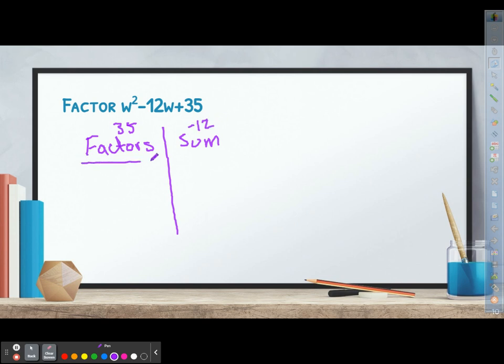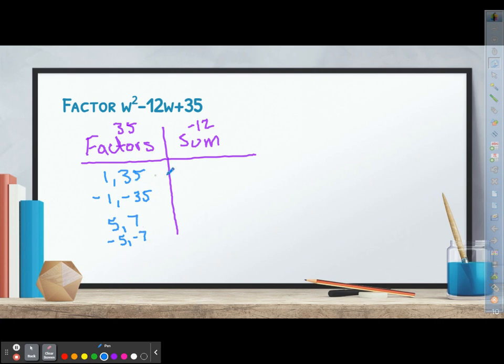Well, factors of 35 are 1 and 35, negative 1 and negative 35. 2 doesn't go into it. 3 doesn't go into it, 4 doesn't. You've got 5 and 7, and negative 5 and negative 7. 6 doesn't go into it. 7, I've already got it, so now I know I'm done.